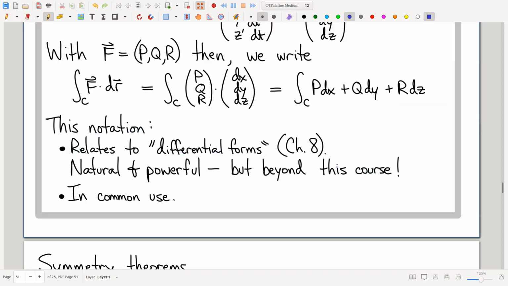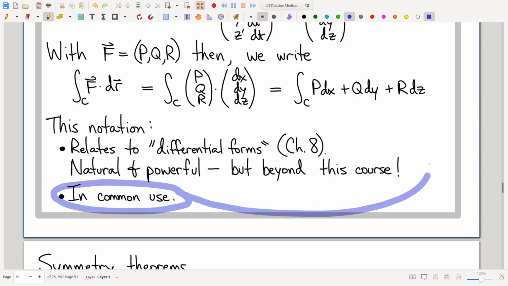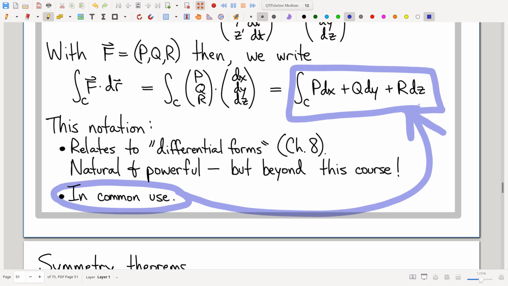The second reason you need to know this is that it is in common use, and you're going to see this in your engineering travels. Some people really like to use this notation. In some cases, they like to use it for excellent reasons.